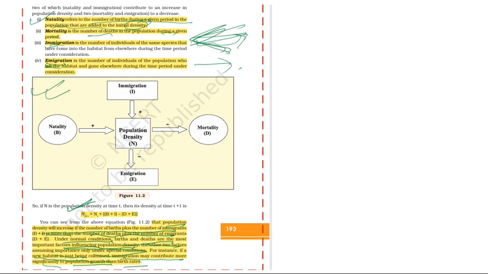So I hope this part on organism and population is clear. Next, we will discuss more topics related to this chapter. For the time being, keep studying, keep your NCERT with you. Just focus on NCERT and read and read and read NCERT. Okay, bye.